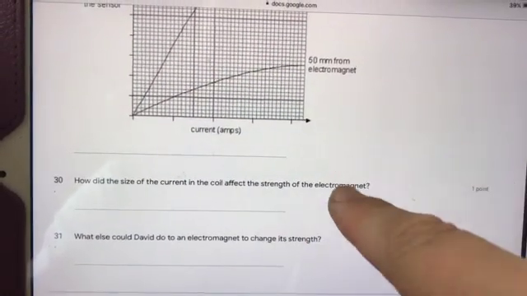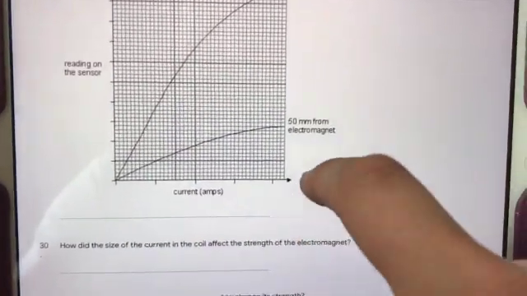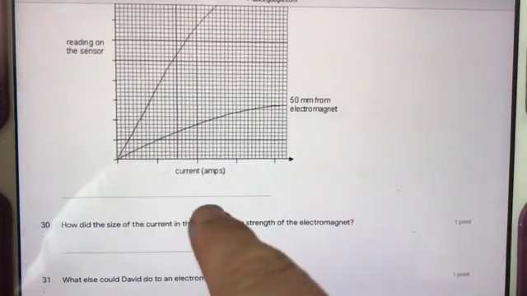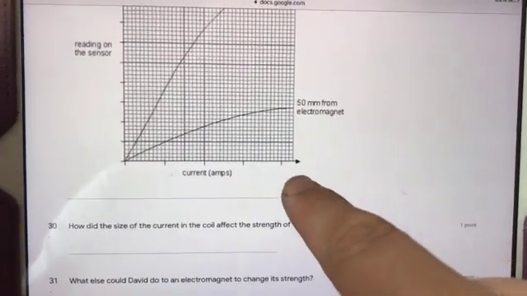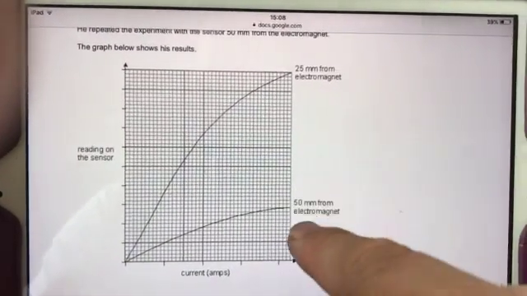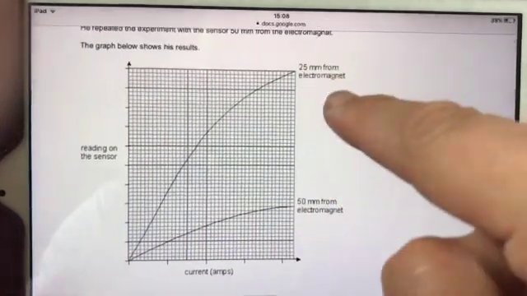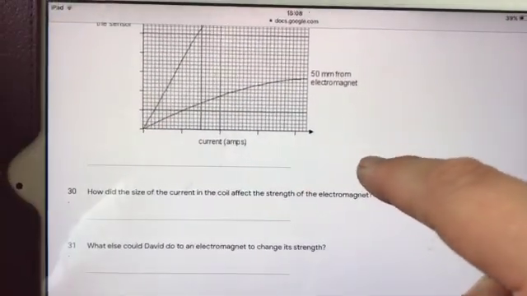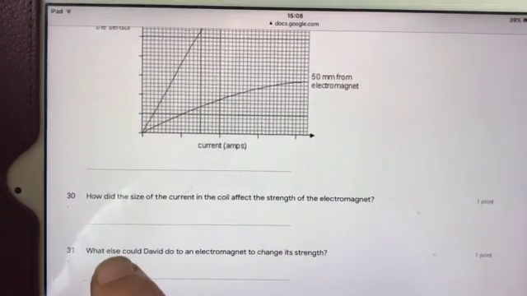Well, there's two things we can't say, because it says what else could David do. We can't talk about the current, because that's already been part of this experiment, and we can't talk about the distance, because that's already been part of this experiment. So anyone who wrote those answers, that's why you got those wrong. It's because of that word else.